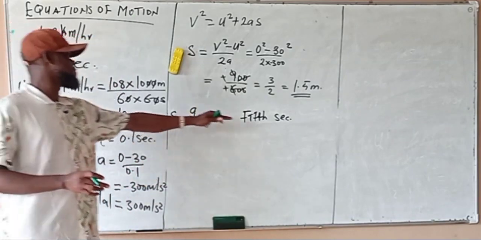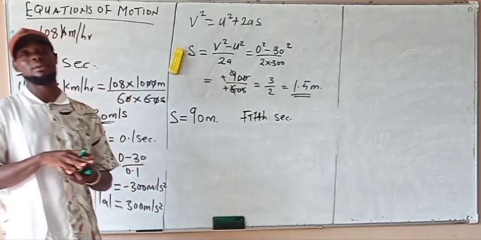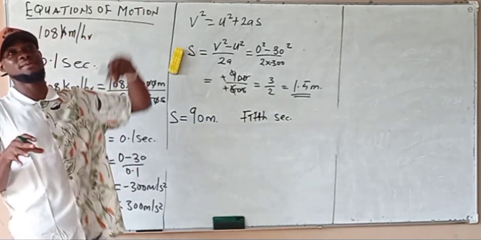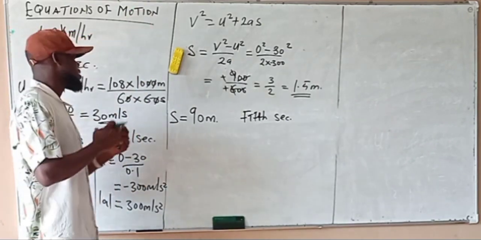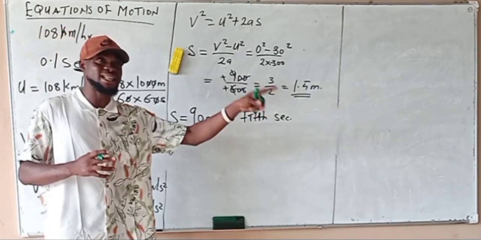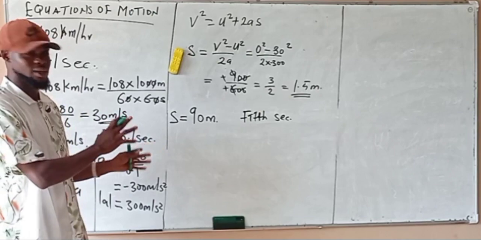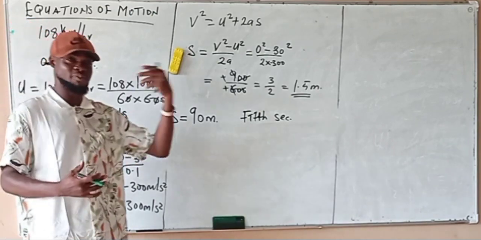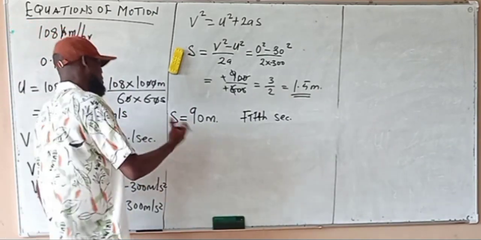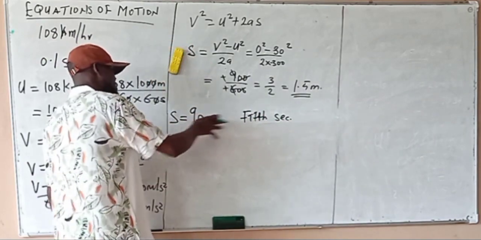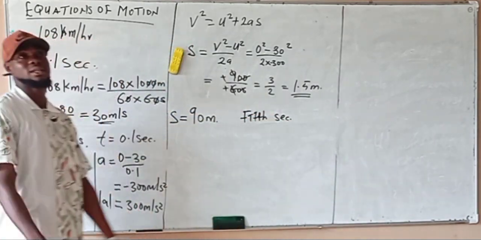Now, this 5th second is a type of time in a motion given in terms of position. The other part is to calculate the velocity after 10 seconds. So, this is another question in which time will be given in terms of position. We are told to calculate the acceleration of this body that travels 90 meters in the 5th second.